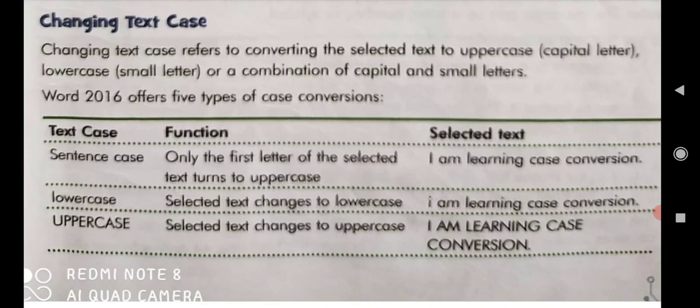Then the third one is uppercase. In uppercase, the selected text changes to uppercase. Whatever text we have selected changes to uppercase, meaning it is in capital letters. In this, I am learning case conversion: the complete sentence is in capital letters. Whatever text we have selected in the document, the whole selected text should be in capital letters.